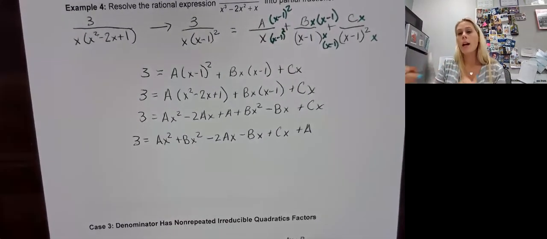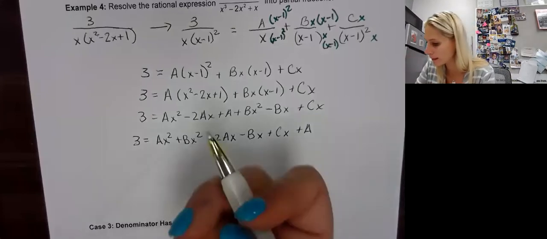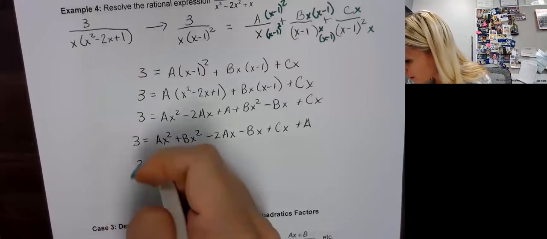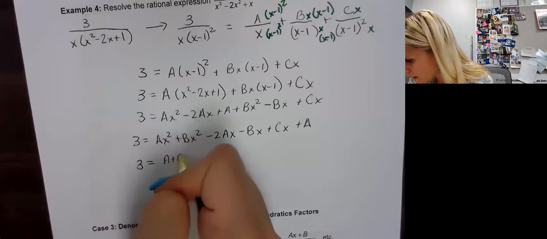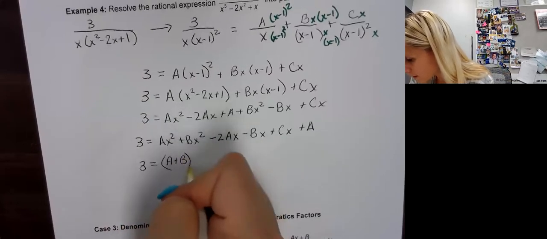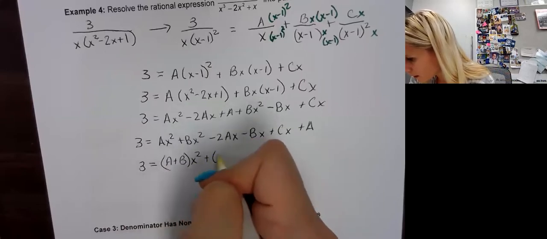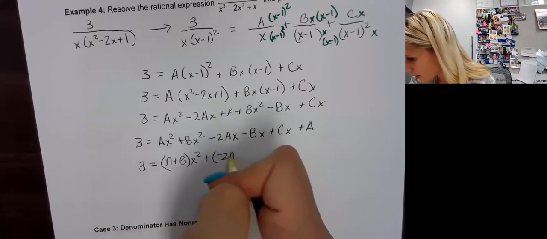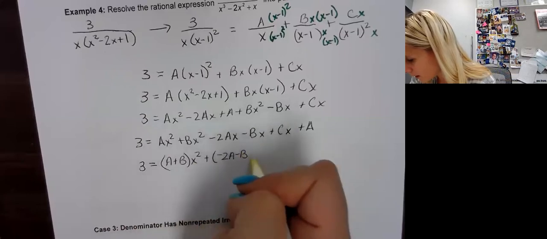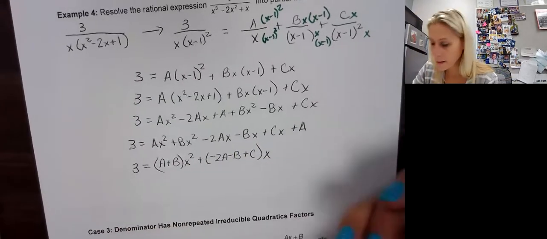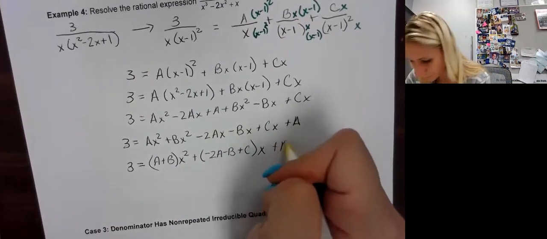Now I'm going to factor out those x's. Remember, in this case, I'm putting them in the back so that way I can see what the coefficient will be. So 3 equals a plus b times x squared plus negative 2a minus b plus c times x, and then plus a.